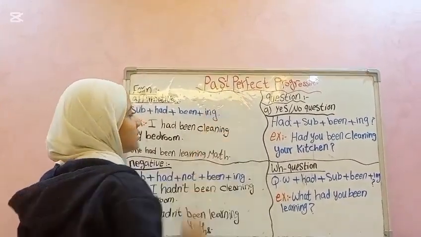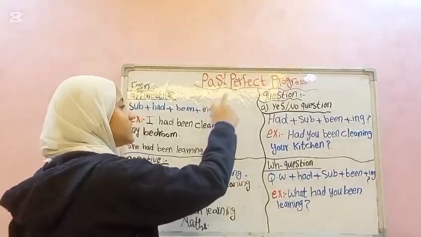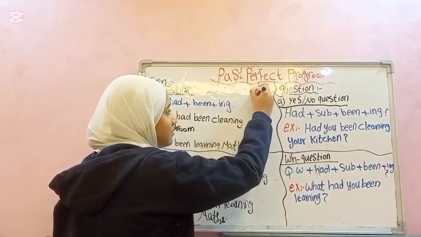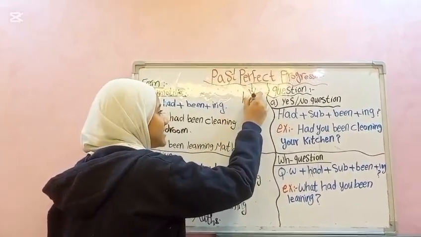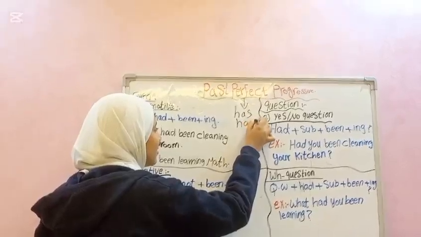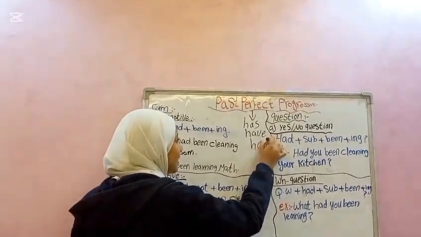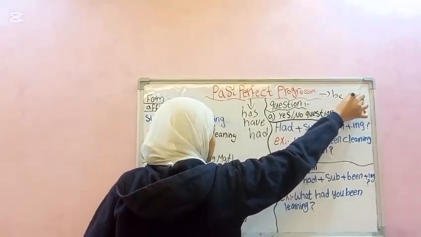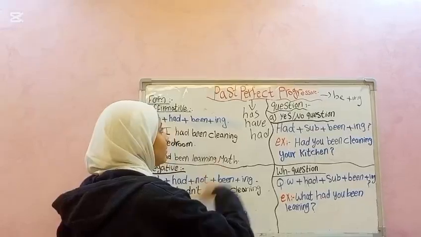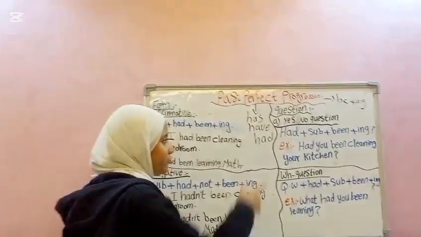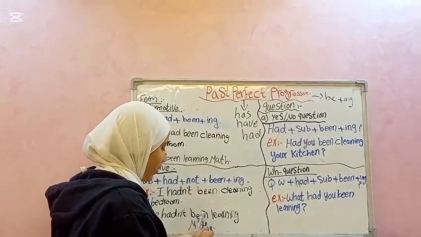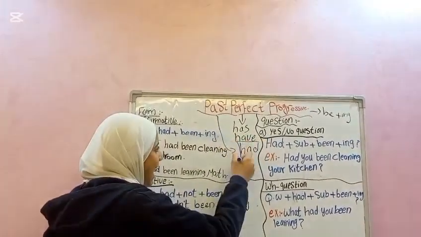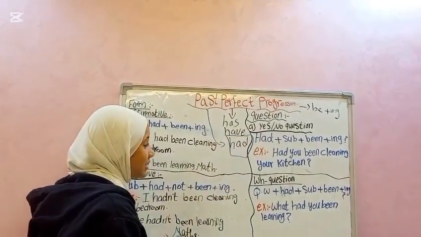This is the name of what tense? Past perfect progressive. Perfect means we will use has, have, or had. Progressive means be plus ing. And the word past here changes from all of these. The word past will change to had because this is the past.